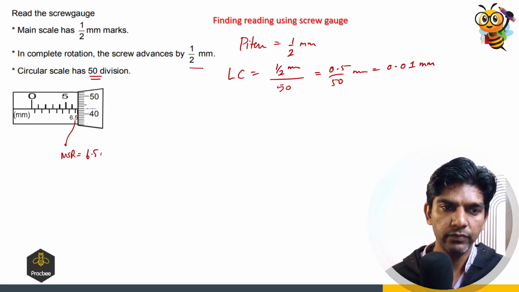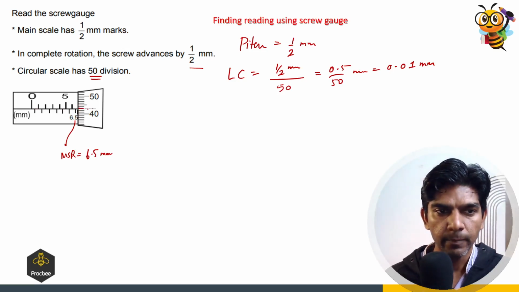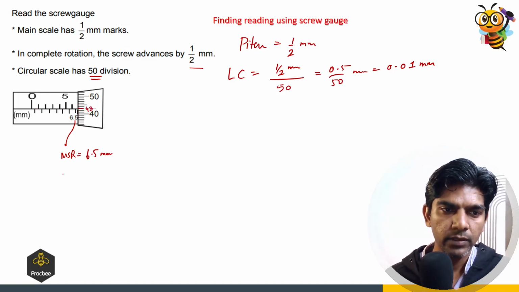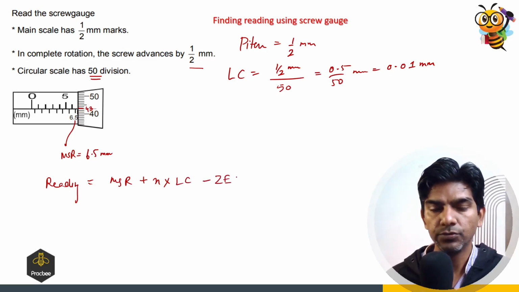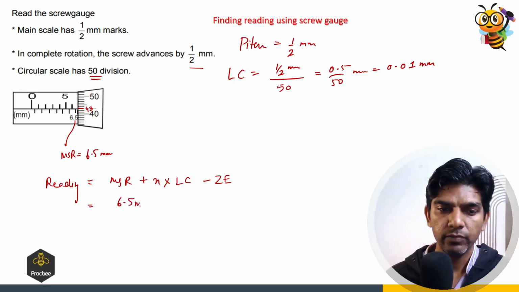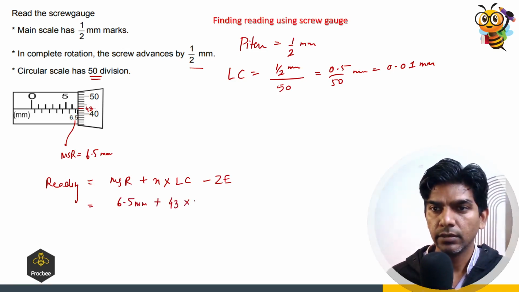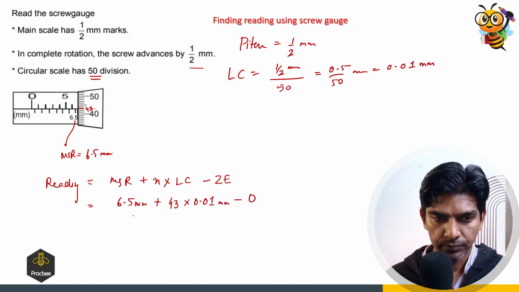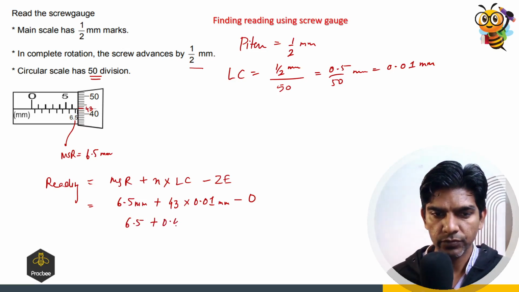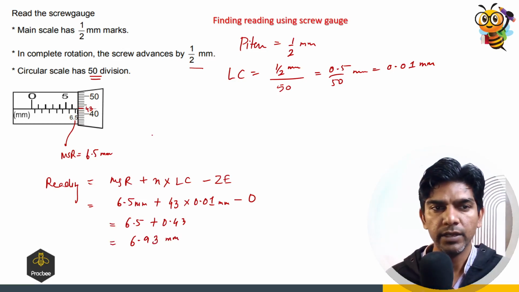So it is 6.5 millimeter, and this division on the circular scale is coinciding with the reference line, and it is nothing but 43. So reading will be main scale reading plus n times the least count minus 0 error. No information is given about the 0 error, so I can treat it to be 0. So it will be 6.5 millimeter, n is 43, least count is 0.01 millimeter, 0 error is nil. So 6.5 plus 0.43, 6.93 millimeter. So that is the answer of this question.